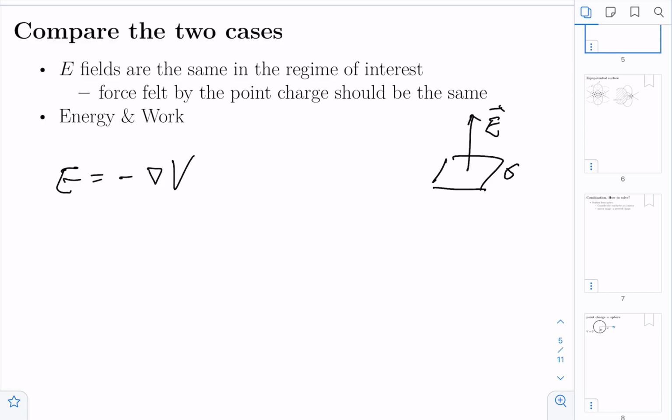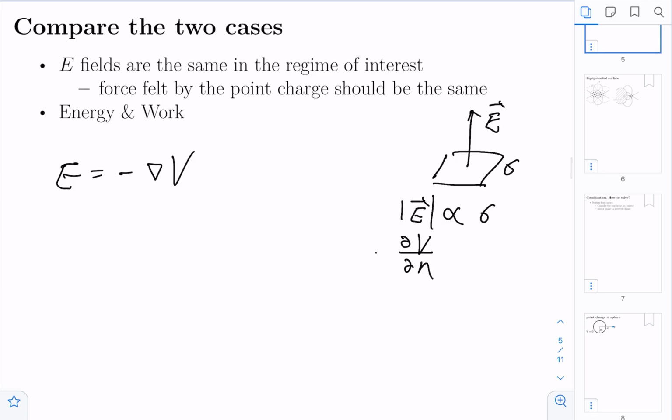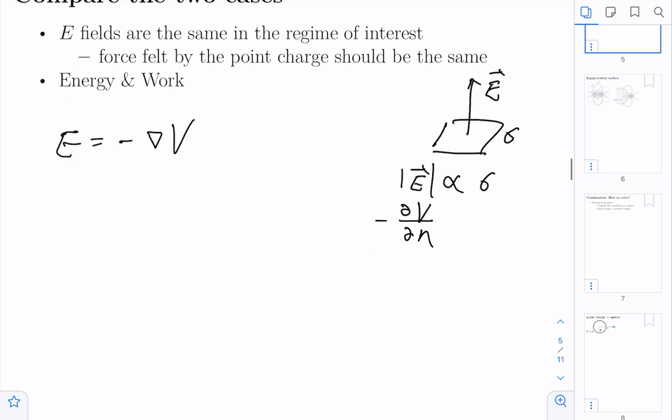the E field should always be perpendicular to this surface, and there is a relationship between this E field and this surface charge density. This E field should be proportional to this surface charge density, and the E is also partial V partial n, and so this means that now if we take the partial V partial n, it simply gives us the surface charge density.